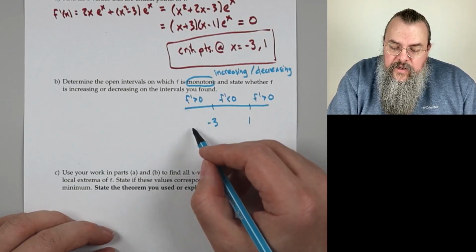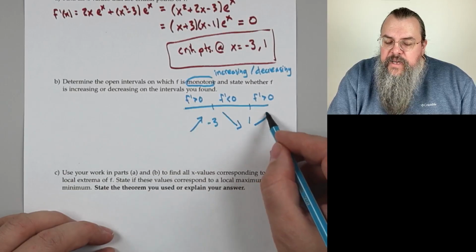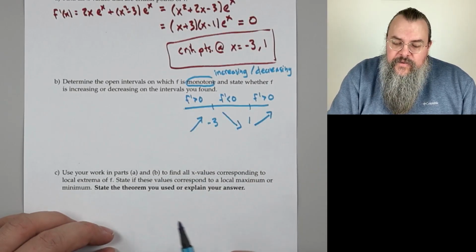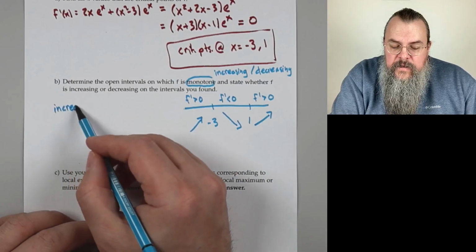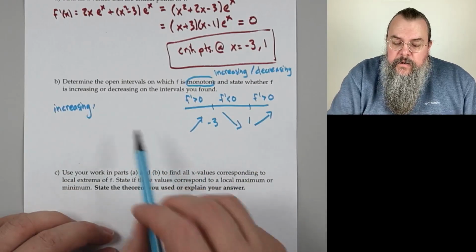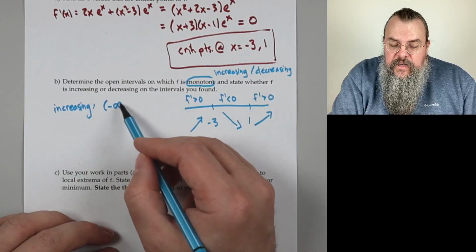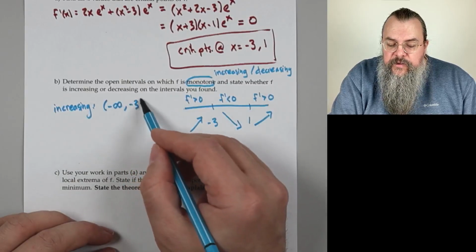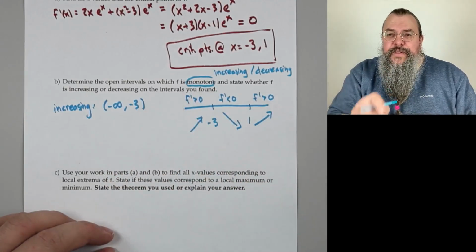So it says here we're going up, then down, then up again. All right, so we have increasing up to -3. We can write that as negative infinity up to -3. And we're using open intervals, and so we put the parentheses.